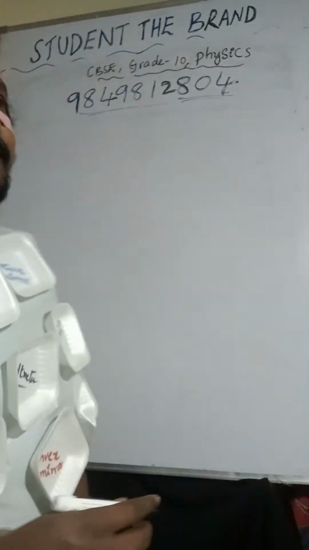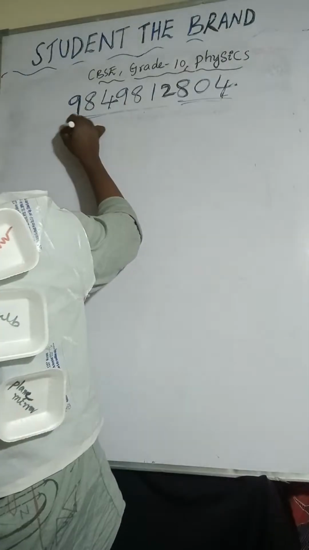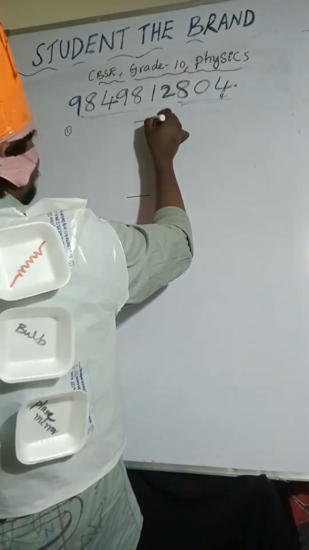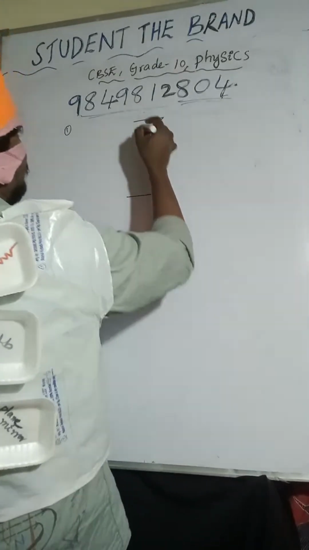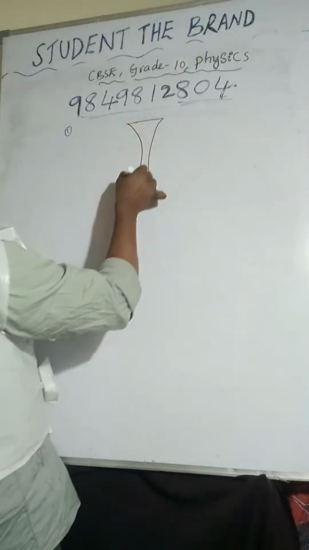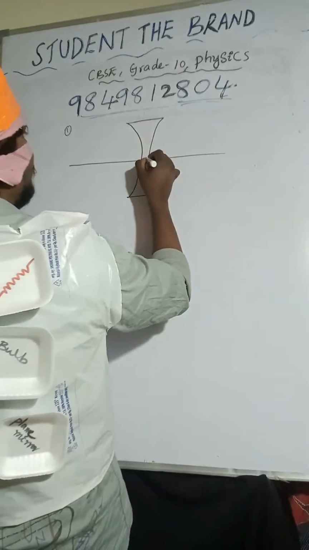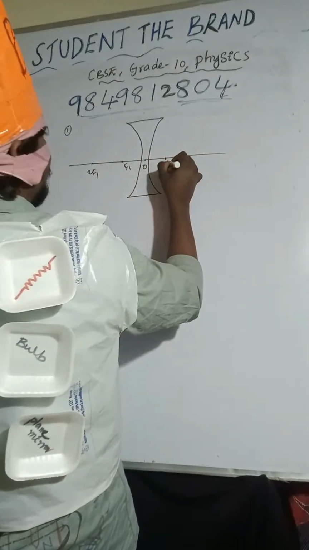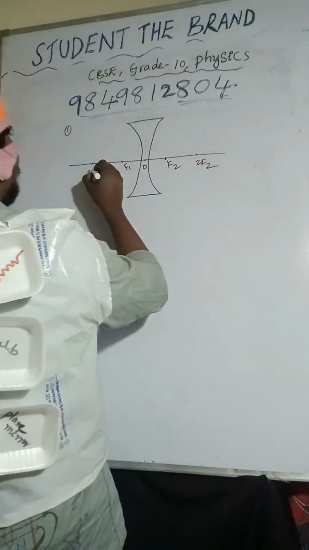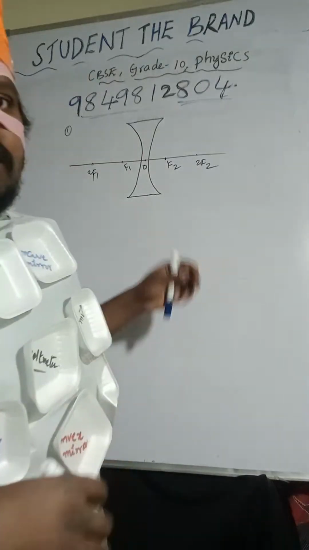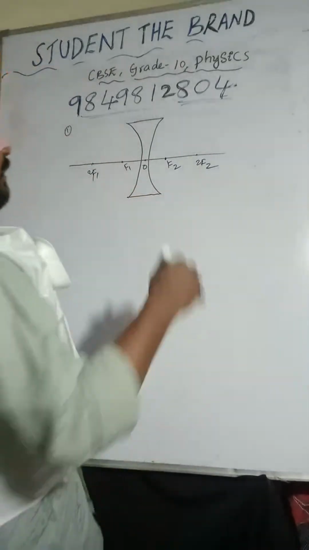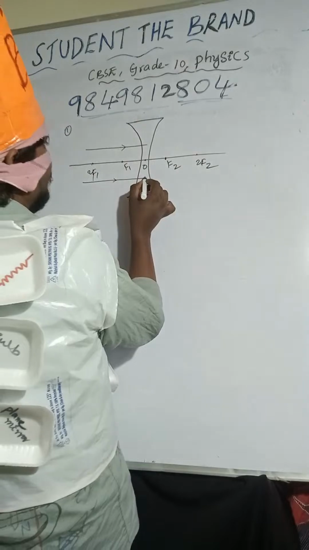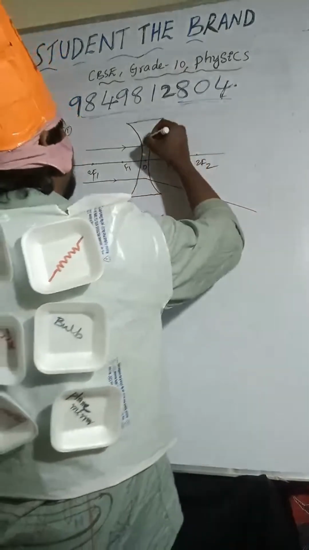Concave lens. Only two image formations are there. Optic center, F1, 2F1, F2, 2F2. Okay. So object is placed at infinity. So I'm taking two light rays. So here you can observe.